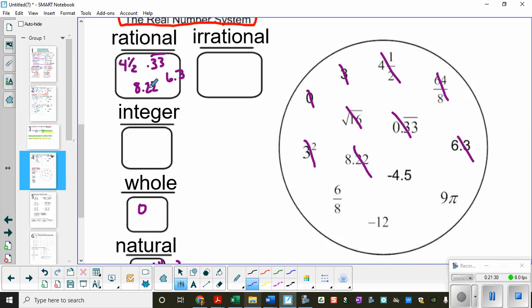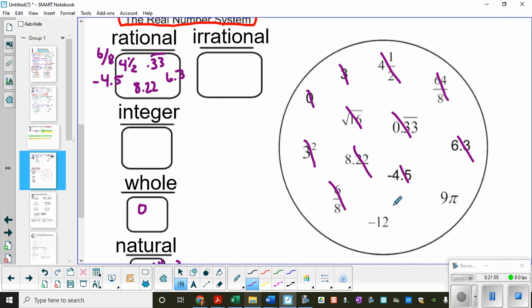Negative 4.5, so I'm a little bit running out of room, but I'm going to put a negative 4.5 up here. That's rational, and since it's a decimal, I can't put it into integer. All right, 6/8. That does reduce. This reduces to a 3/4, which would be a 0.75. So again, it's a fraction or a decimal that stops, 0.75, and I'm just going to put that up here for rational.